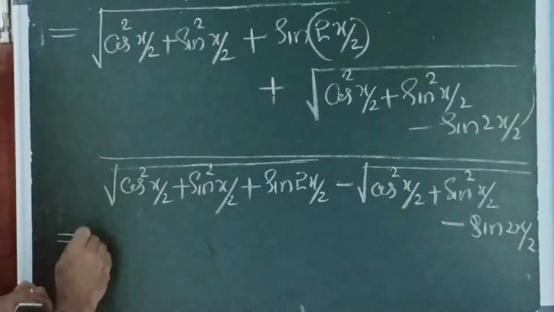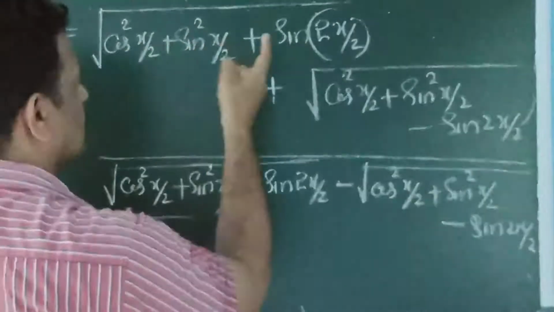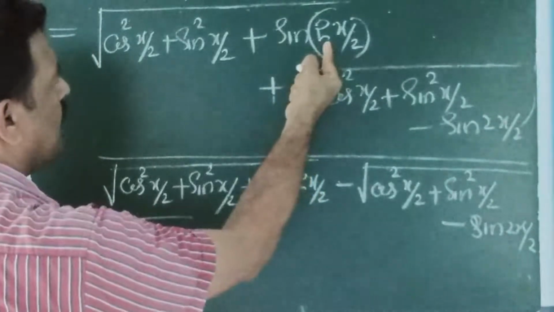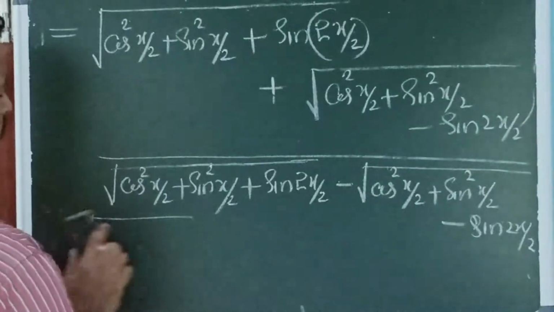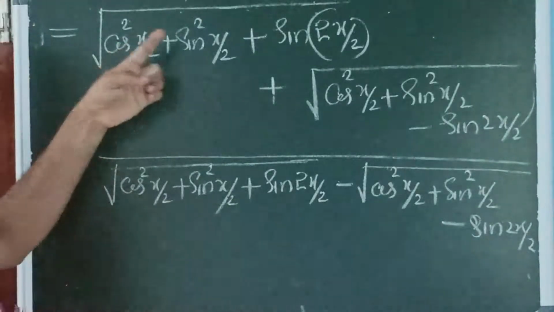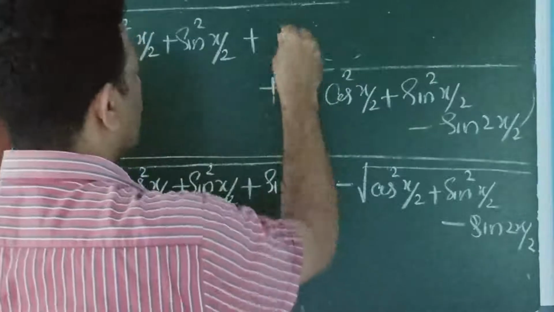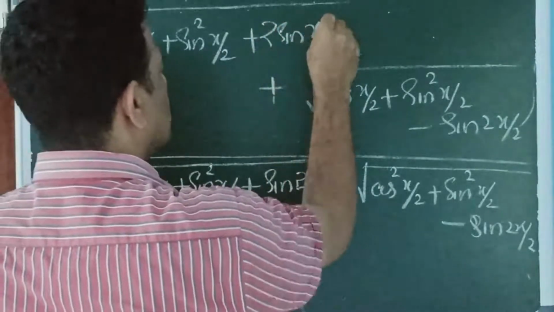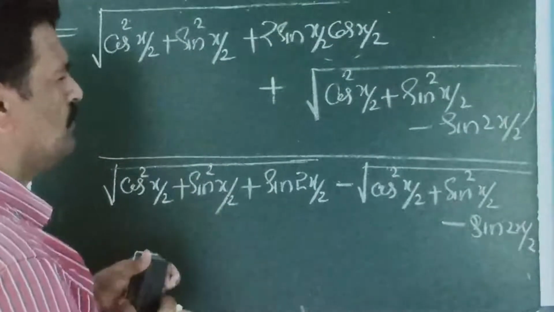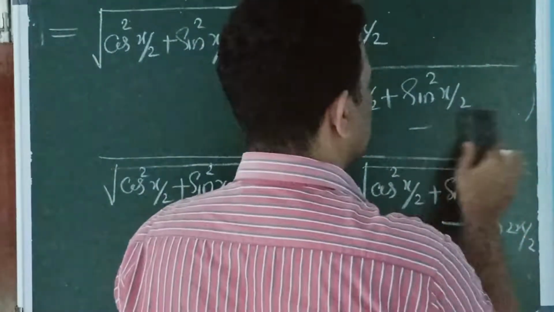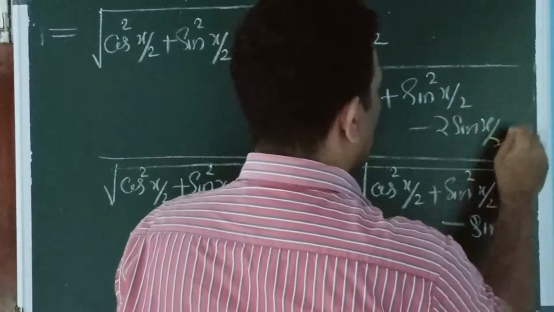Now it is equal to square root of cos square x by 2 plus sin square x by 2. Here we can write it as 2 sin x by 2 cos x by 2. Therefore, the next step is cos square x by 2 plus sin square x by 2. Here I am writing 2 sin x by 2 cos x by 2 because sin 2a is equal to 2 sin a cos a. Here again I am changing, it is 2 sin x by 2 cos x by 2.